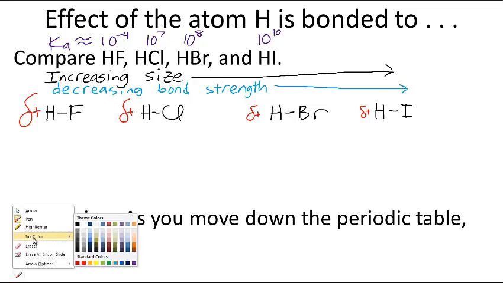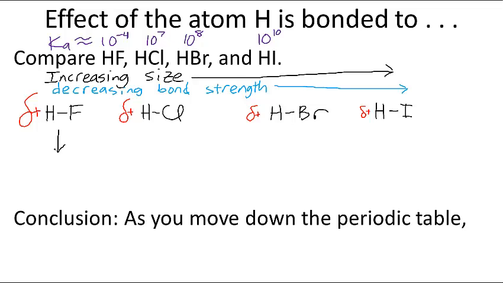And again, we can consider what the conjugate bases are. What we call the conjugate bases after it's given away H plus. What does it become? Well, HF becomes F minus. HCl becomes Cl minus. HBr becomes Br minus. And HI becomes I minus.